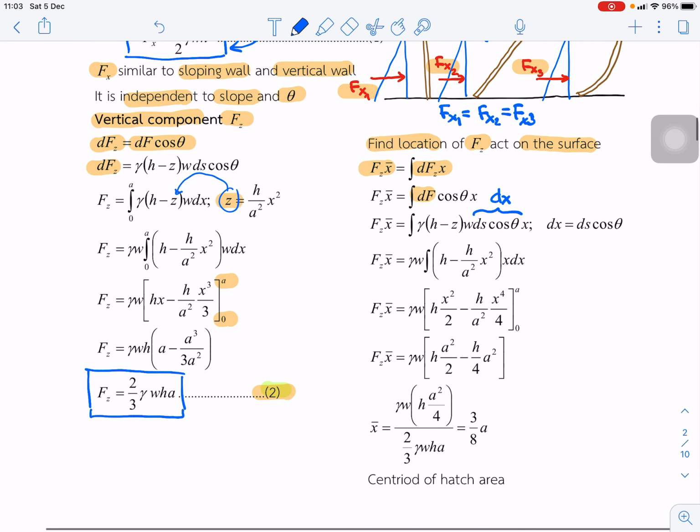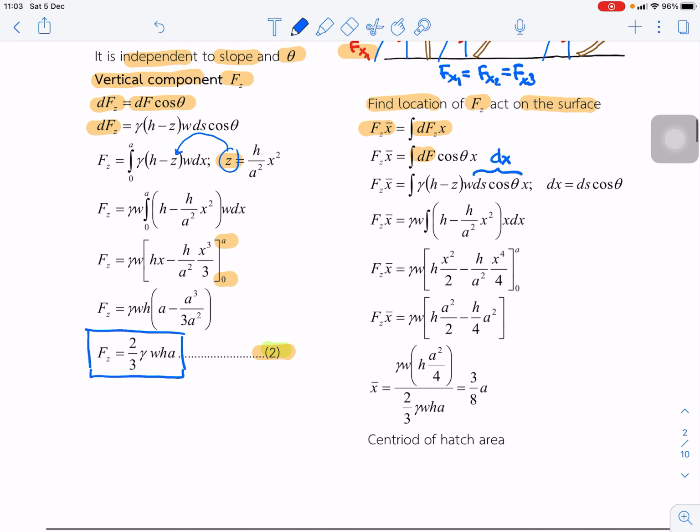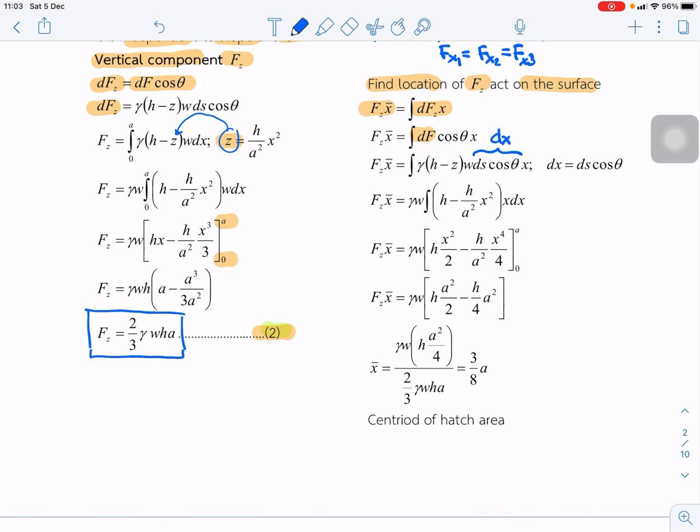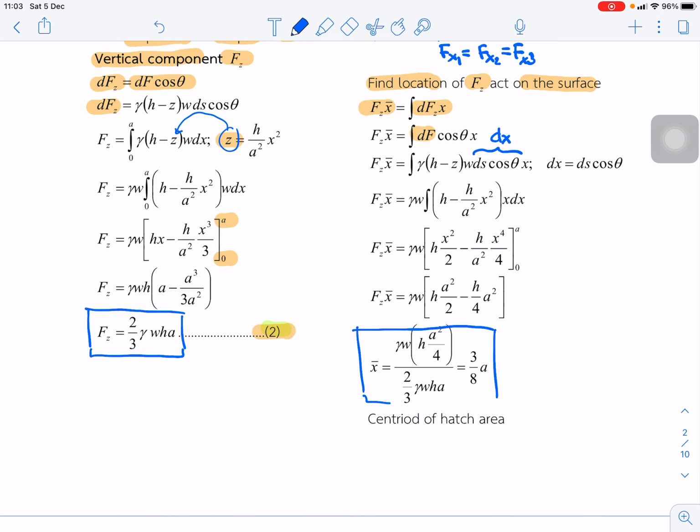And we can do the integration, and we can prove that x bar is equal to 3/8 of the length a. That is the centroid of the hatched area that we learned from statics as well.